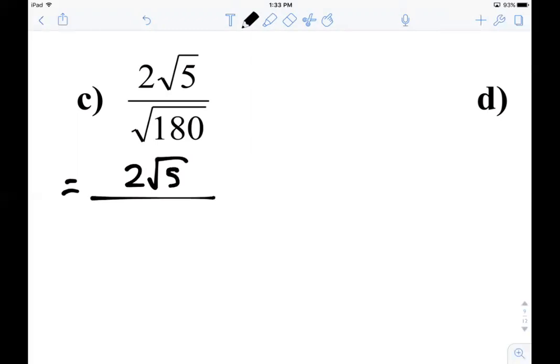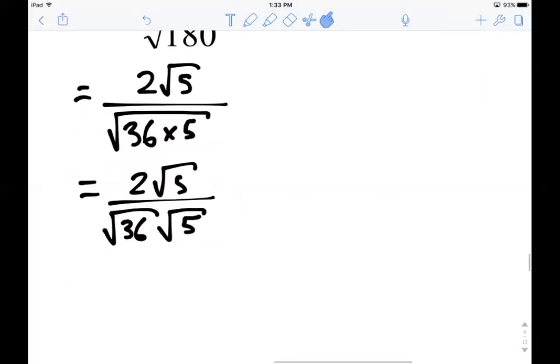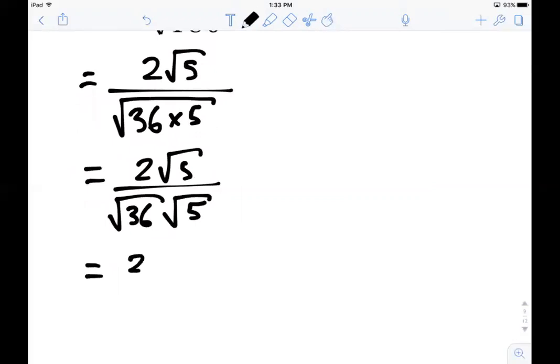On the bottom, I want to think of this as, well, 180 could be broken up. Can it be broken up into 5 times something, or in other words, something times 5? Can 180 be broken up in that way? Well, yes, because obviously it's a multiple of 10, and every multiple of 10 is also a multiple of 5. So it must be divisible by 5, and if I divide it by 5, I get 36. So 180 is actually 36 times 5, which means, again, I'll rewrite the top, but the bottom is like root 36 times root 5.